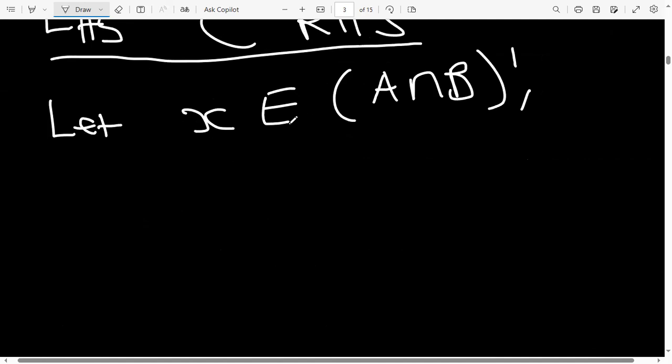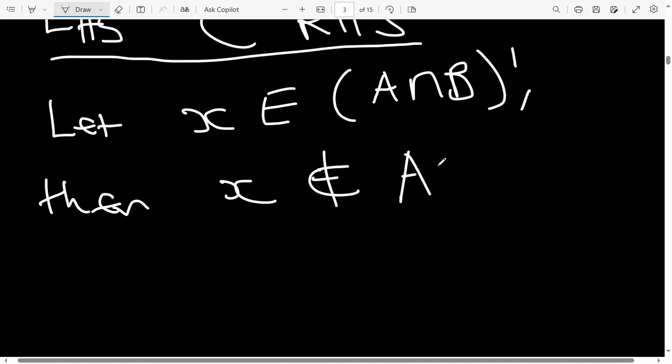So if X is a member of A intersection B complement, the X is in this set. So you can write then X is not a member of A intersection B. Why? Because the X is in the complement, so it's not supposed to be in the intersection of A and B. And then from here we do what we call expanding.